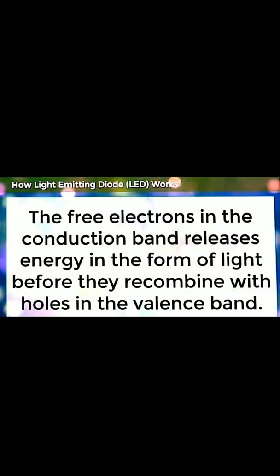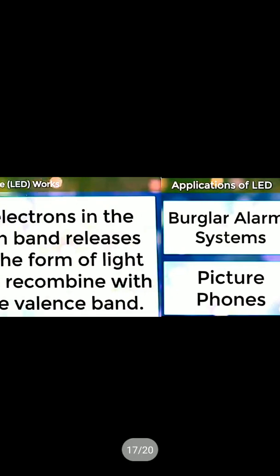When it breaks the covalent bond, a hole is created, and the electron returns to the valence band, because there is a shortage of electrons there. These holes can easily accept the electrons and recombine with them. So the free electrons in the conduction band release energy in the form of light, or a photon, before they recombine with holes in the valence band.